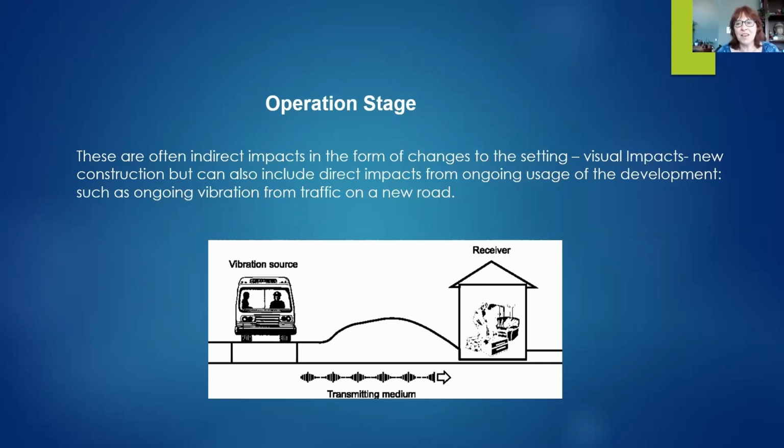But we also have to think of things that are less obvious. So construction can also bring direct impacts from ongoing usage. For instance, vibration from a road, from traffic on a road. Again, we have as the receiver, if it's a modern house, there might be no impacts at all. But if that's a fragile historical building, we have to look at that as a potential impact.